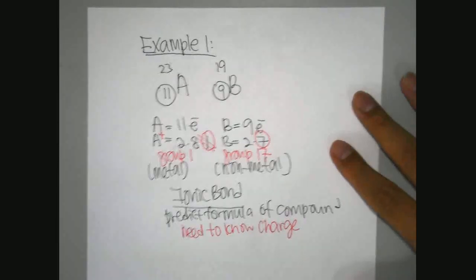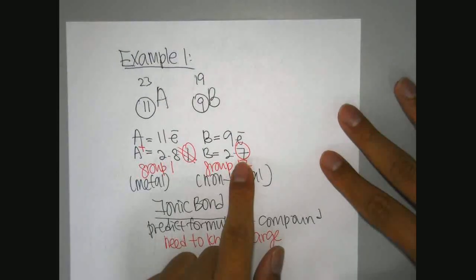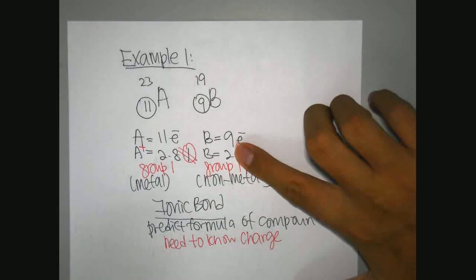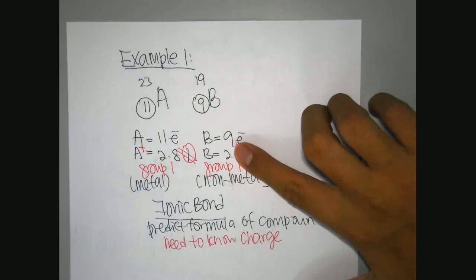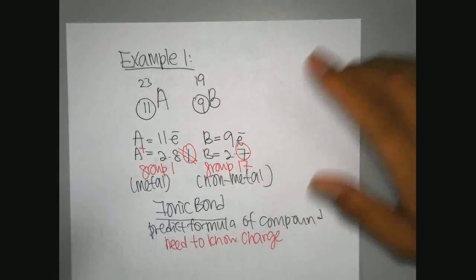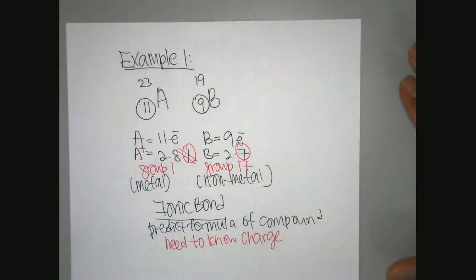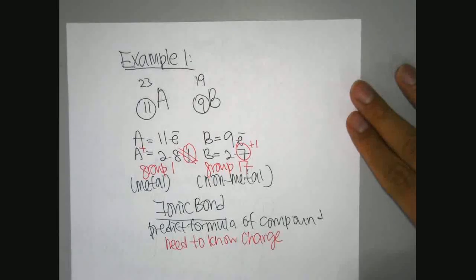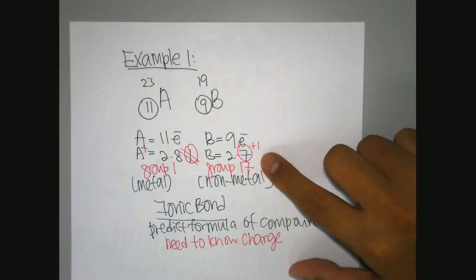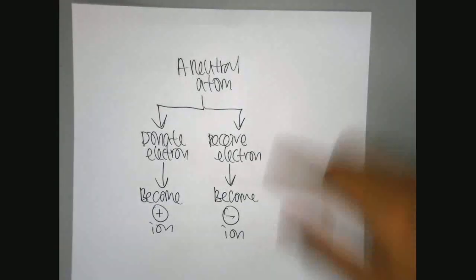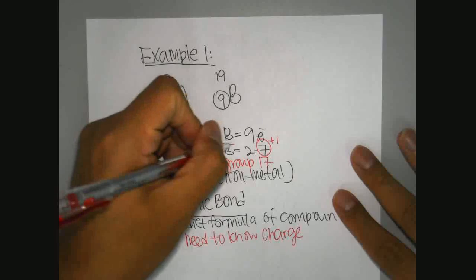Okay, same thing goes for B. B has 7 outer electrons. To be stable, B can choose to throw 7 electrons away to become duplet, or B can also choose to take one additional electron, becoming 2.8, which is octet and stable. So receiving 1 electron seems to be easier than taking 7. Therefore, B will receive 1 electron to become stable. So when B receives an electron, it becomes negative. So it becomes a negative ion.